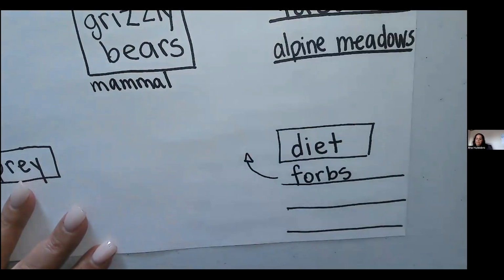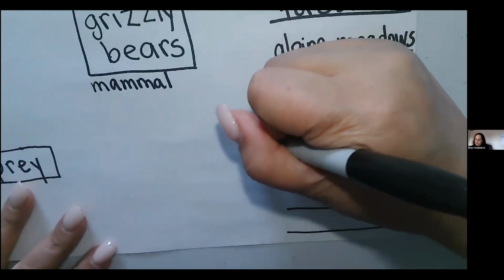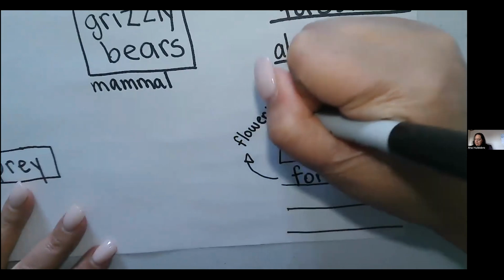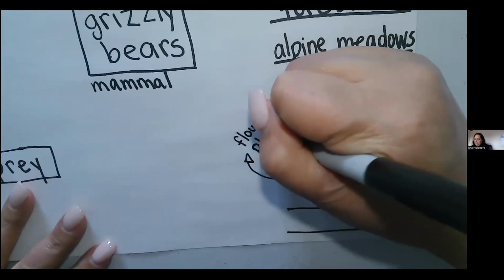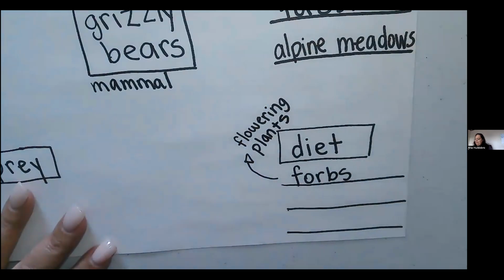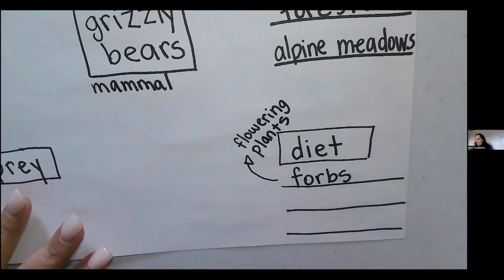So some plants have flowers, some don't, but grizzly bears love flowering plants, and there's all kinds of flowering plants. Maybe that's why they really like to live in these meadows, right? Because there's all kinds of beautiful flowering plants. Okay, I'll let you copy that.